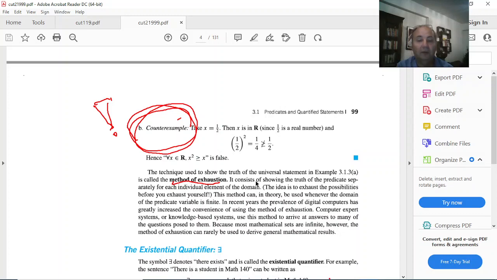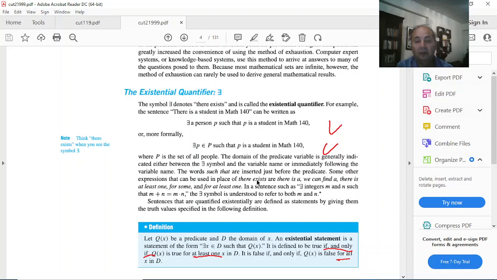So let's come to the existential quantifier. When we talk about your grade in the class, it is an existential quantifier because your grade belongs to you. There exists 39 that belongs to you. P is student, any student, right? It could be 39 or 40 is your grade.